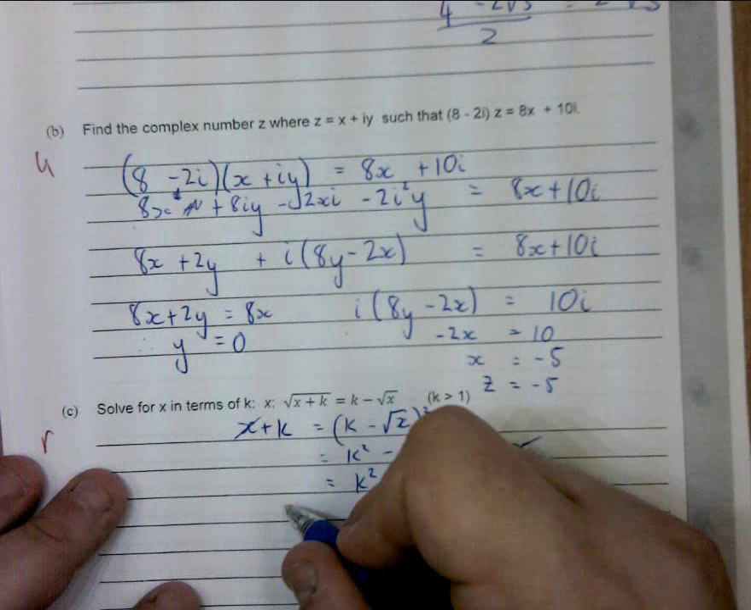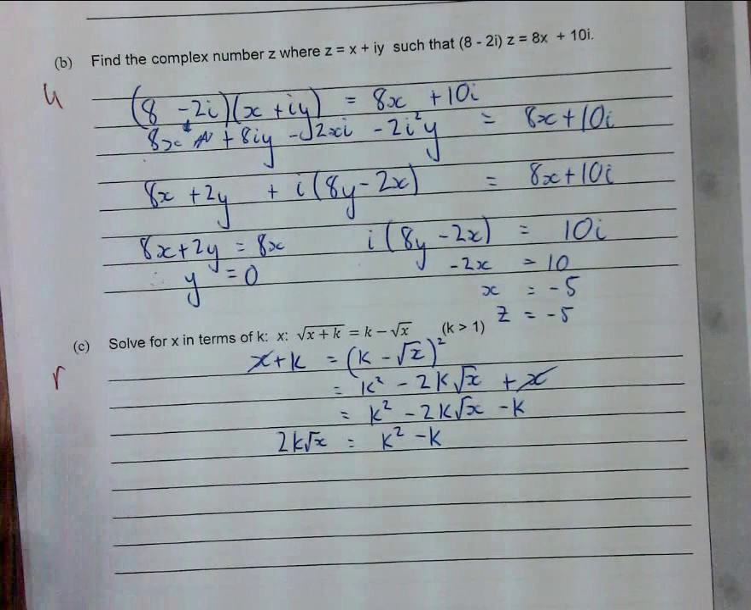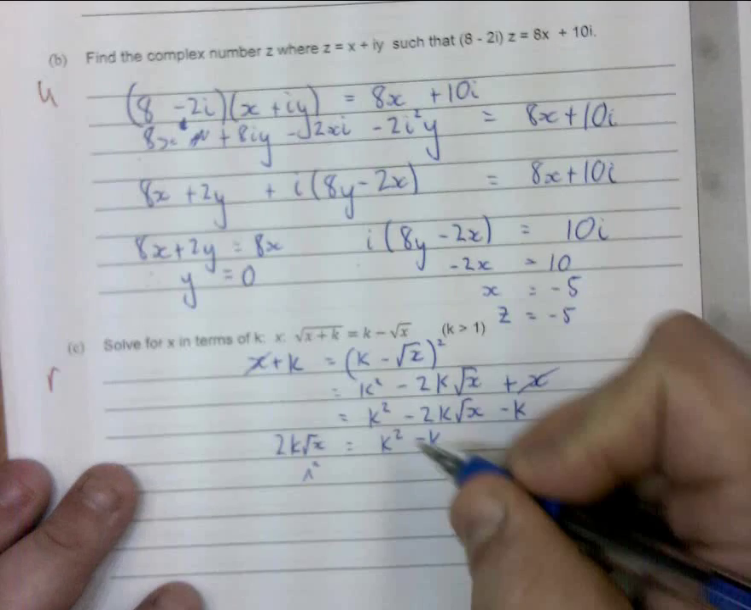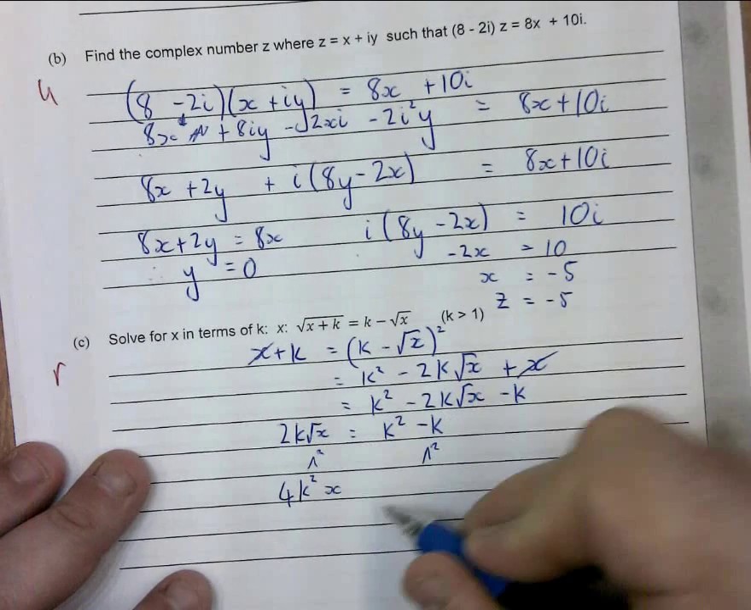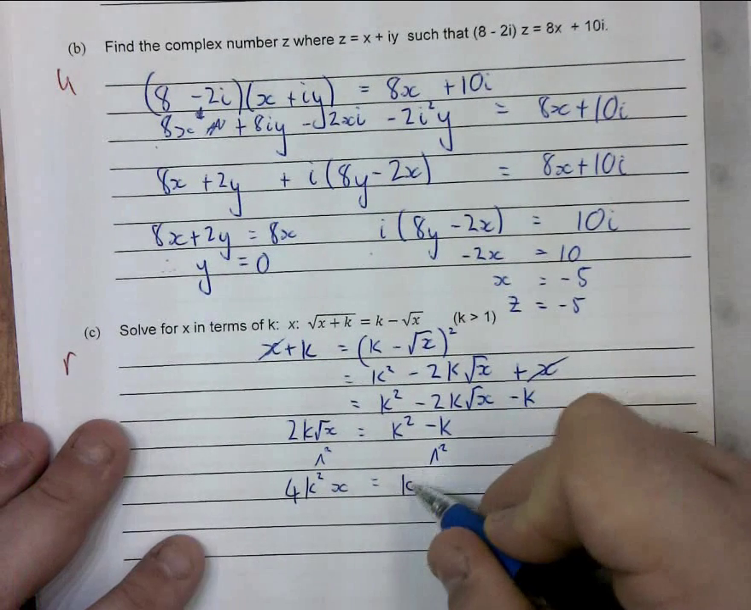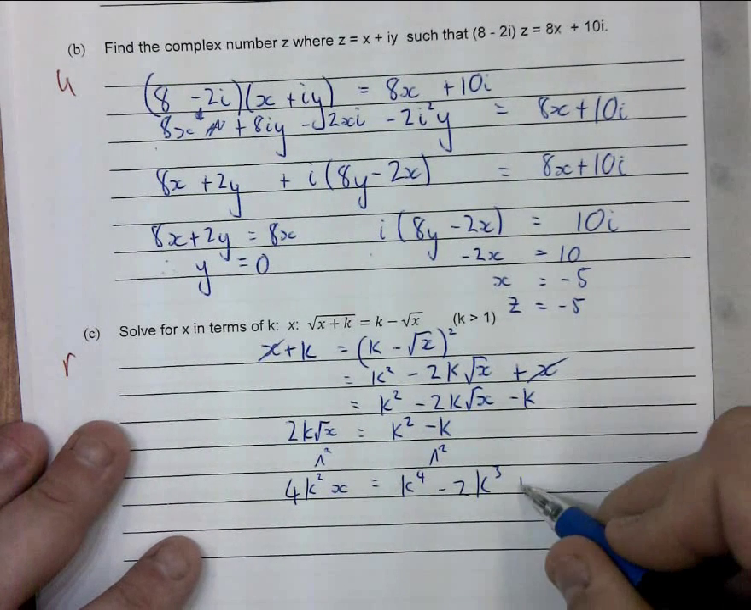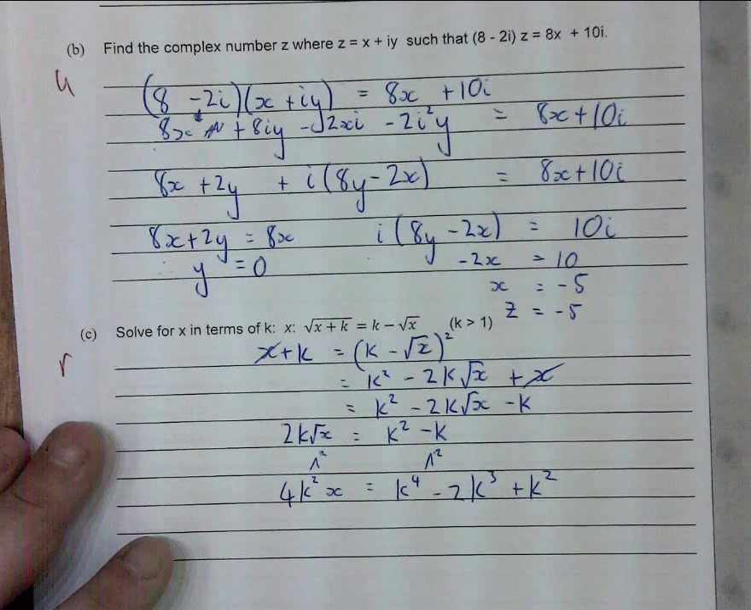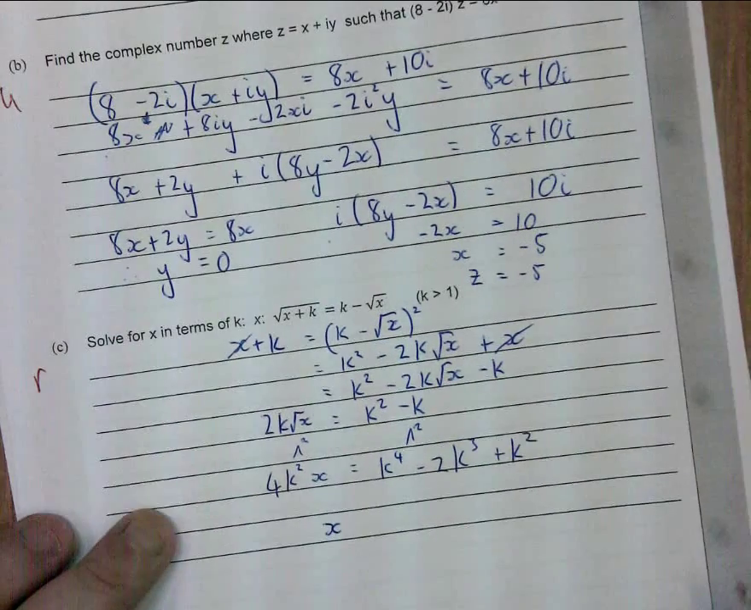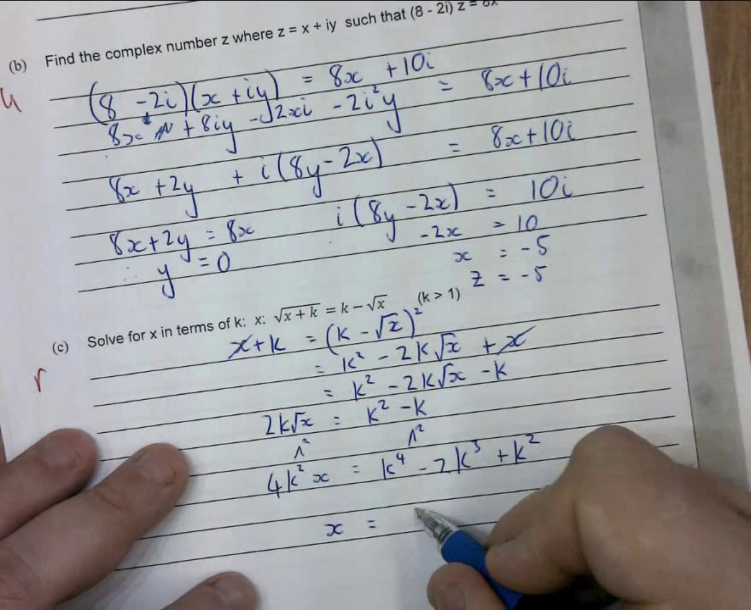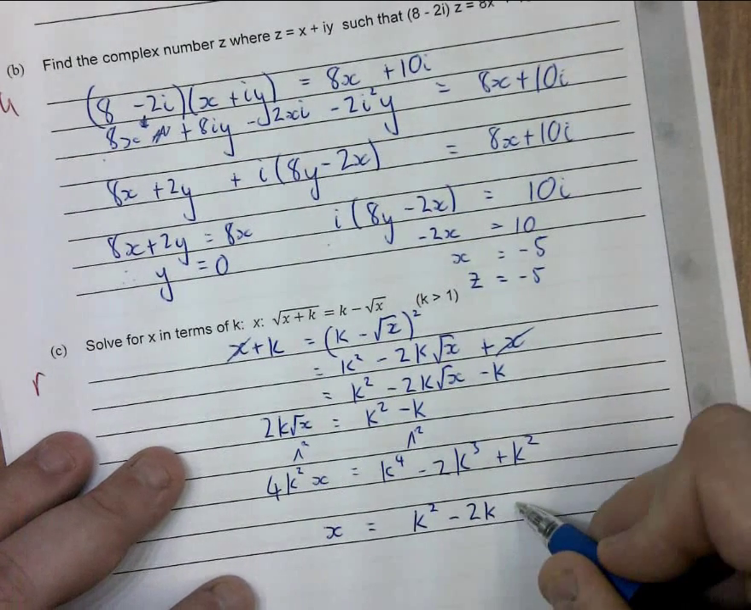Now, all I've done is rearrange it, so I've got my square root on the other side. Now I'm going to square both sides. It's going to give me 4k squared x equals k to the power of 4 minus 2k to the power of 3 plus k squared. Then I can divide the whole thing by 4k squared, which will give me k to the power of 2 minus 2k plus 1 over 4.